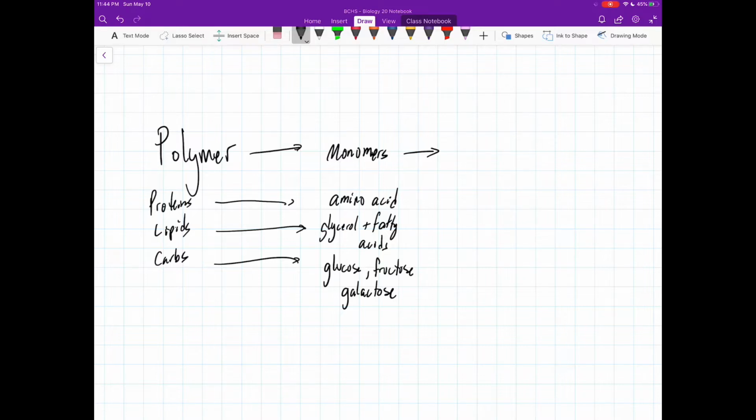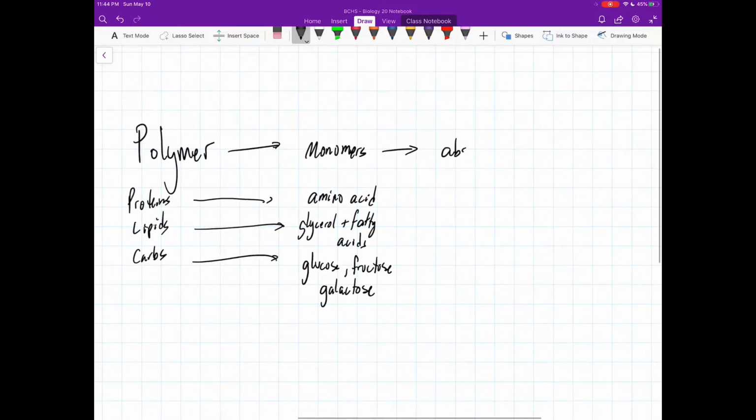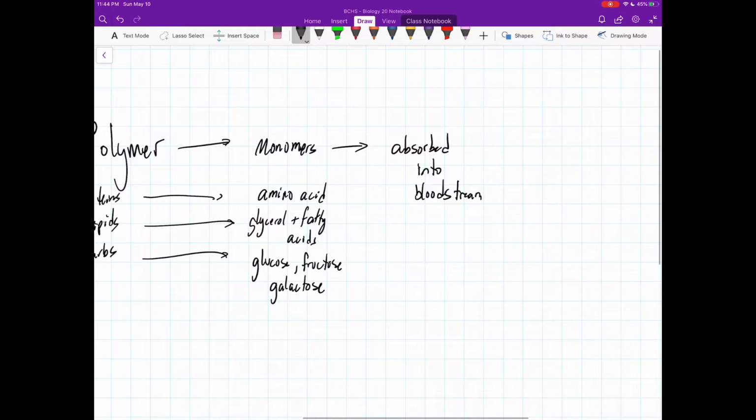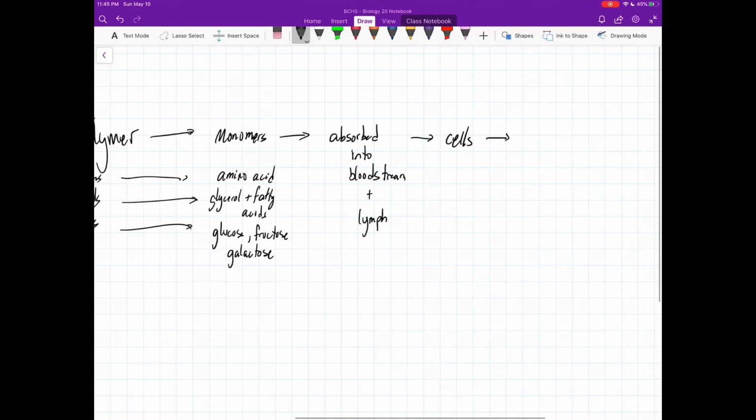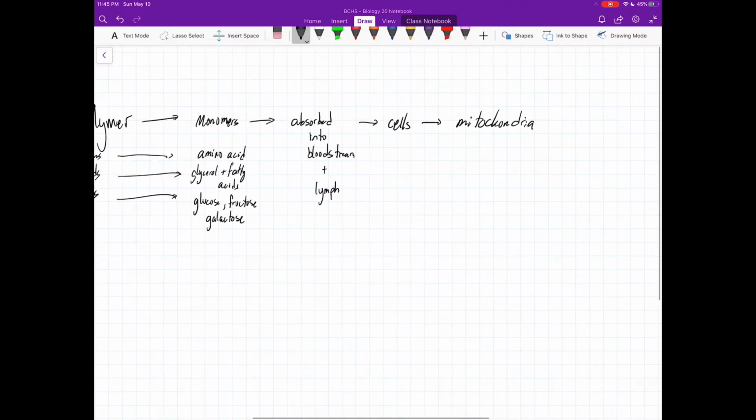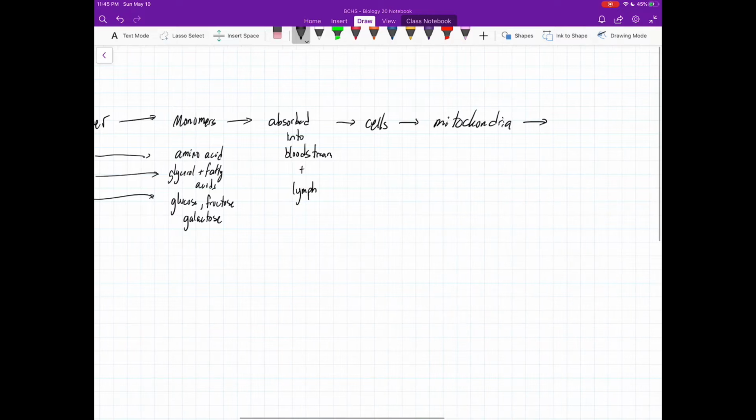And once we get to a monomer, then these subunits can be absorbed into our bloodstream or our lymph system. We'll talk about that later. But once it gets into our bloodstream or our lymph system, then these monomers can be absorbed into our cells. And from our cells, the nutrients will go into our mitochondria. I know the only thing you know from Science 10 is that it's the powerhouse of the cell, but the mitochondria will take those monomers and convert them into energy in the form of ATP.